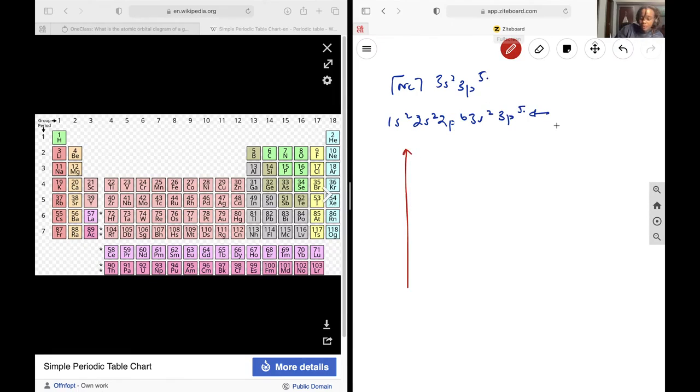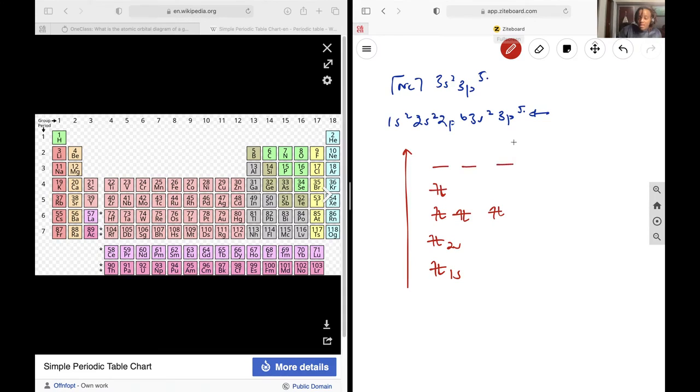And thankfully, we also write it out in its energetic order. So it's going to be 1s at the bottom, and then 2s, and then 2p, and then 3s, and then 3p.